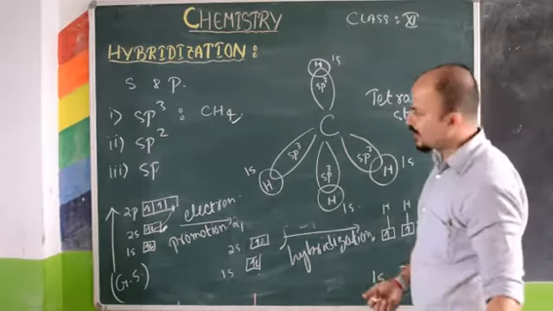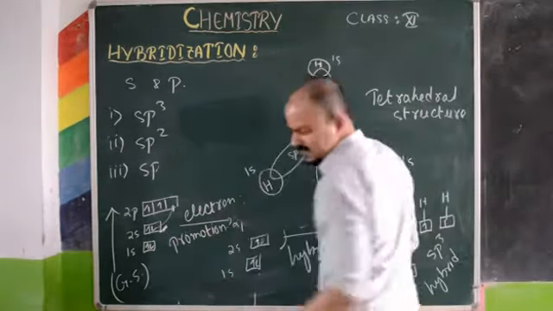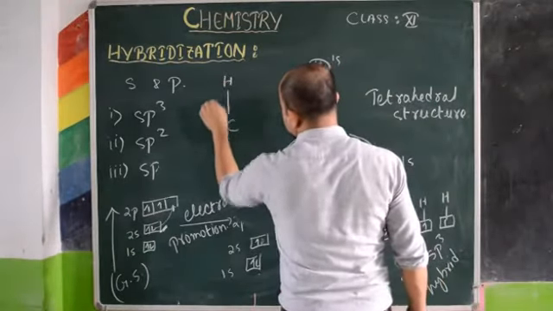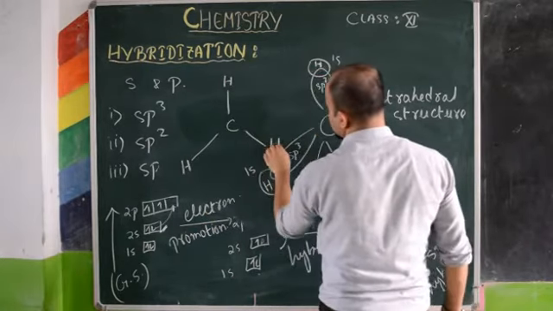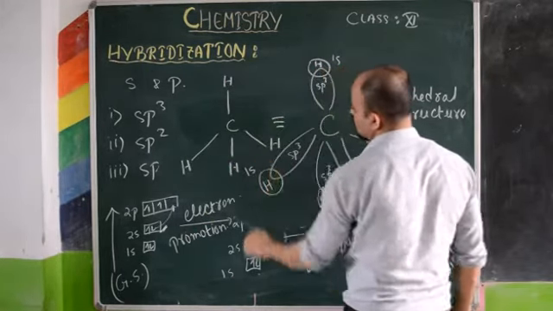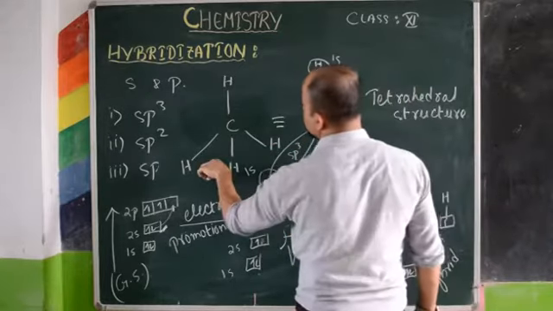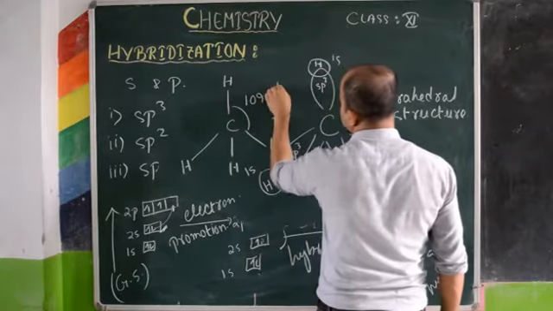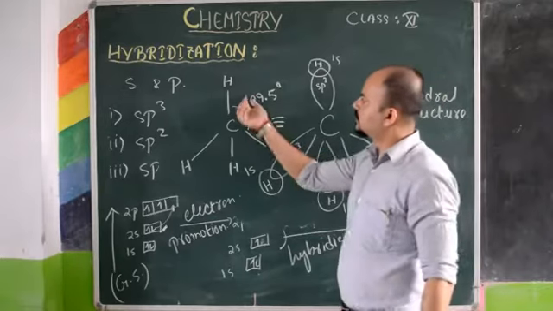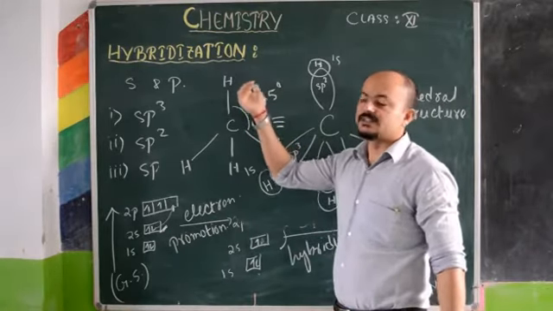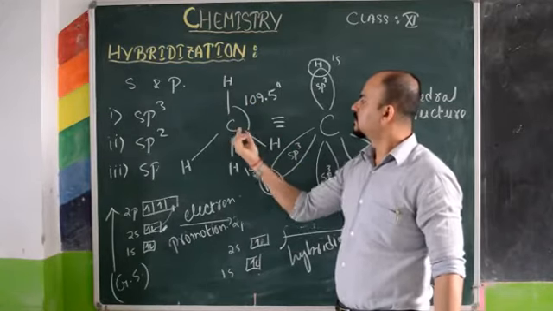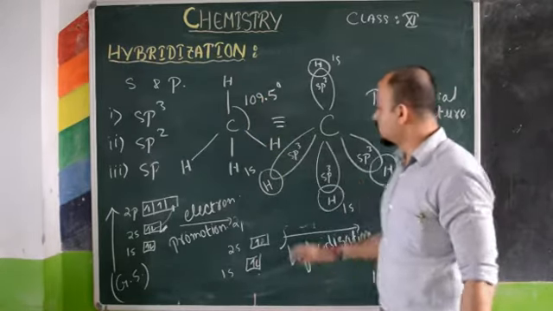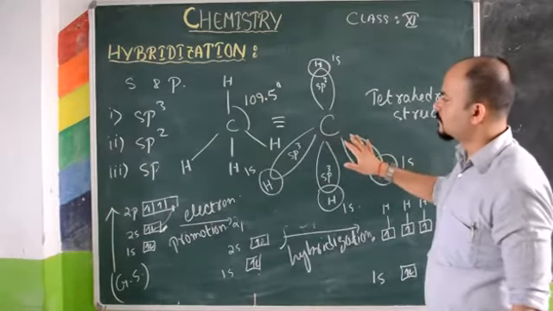That means you can have a look at it. Whenever you are drawing the bond, hydrogen is present. Here hydrogen is present, here hydrogen and here hydrogen. These two are equivalent, and the bond angle here is 109.5 degree, or you can write 109 degree 28 minutes. So the bond angle between this hydrogen and hydrogen in methane is how much? 109.5 degree. So this is how you have the orbital diagram for methane.